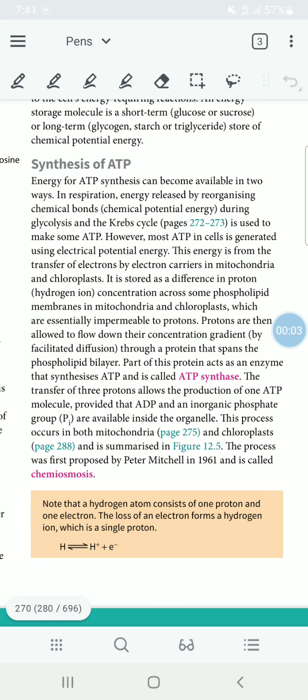Biology, Chapter 12, Theory Video 4, Synthesis of ATP.